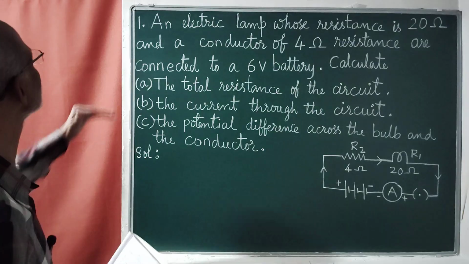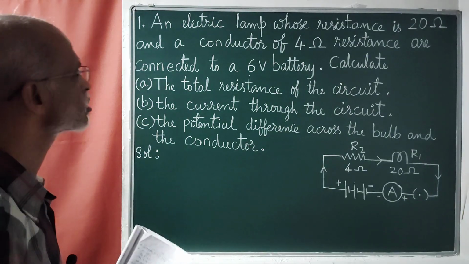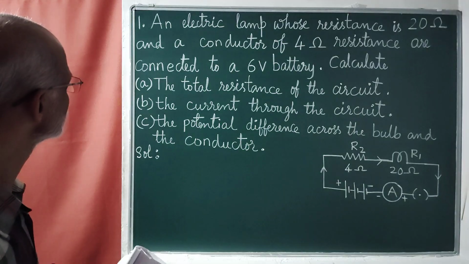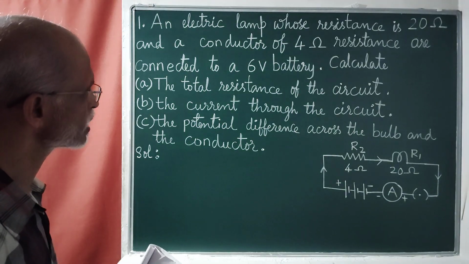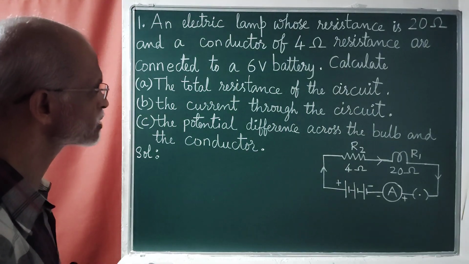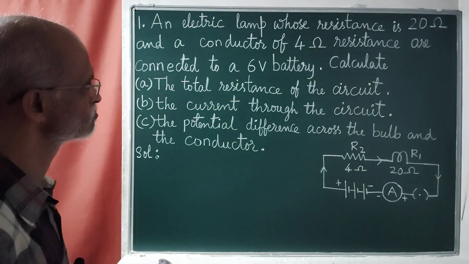Calculate three things in this. First, the total resistance of the circuit. Next, the current through the circuit. Third, the potential difference across the bulb and the conductor.